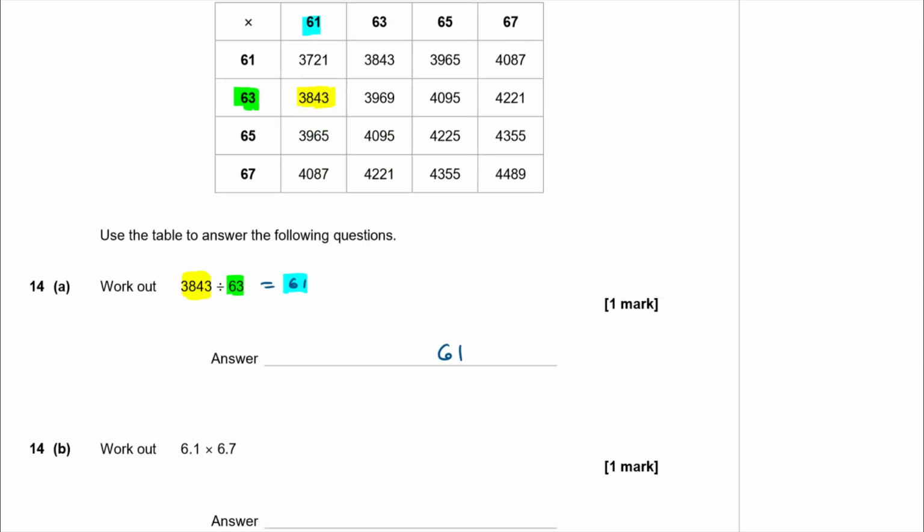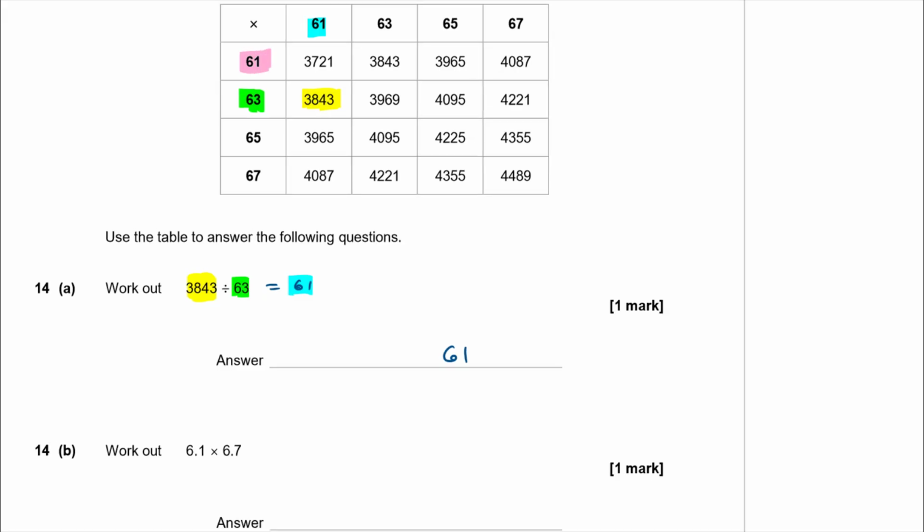Part B says work out 6.1 times 6.7. Now I don't have 6.1 and 6.7 on here, but I do have 61 and 67, and that gives me 4087. So I'm going to get the same digits in my answer. But remember, I've got 2 digits appearing after the decimal point in my question. So I'm going to get 2 digits appearing after my decimal point in my answer. So it's actually going to be 40.87 for that one.